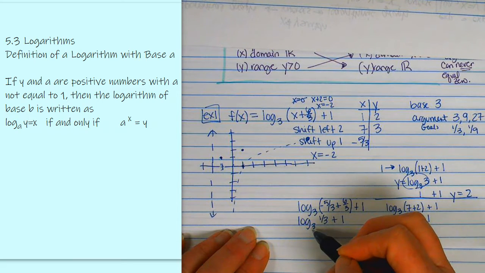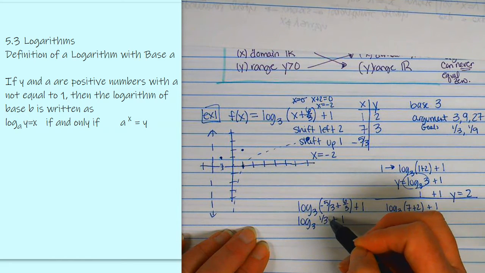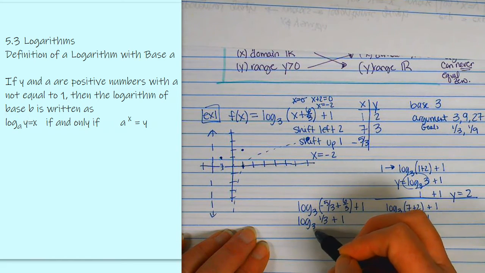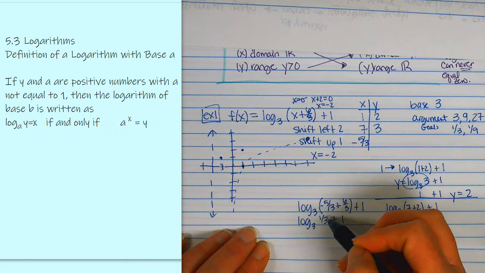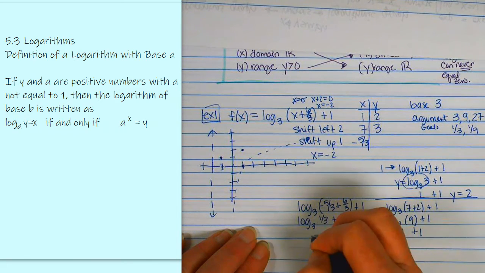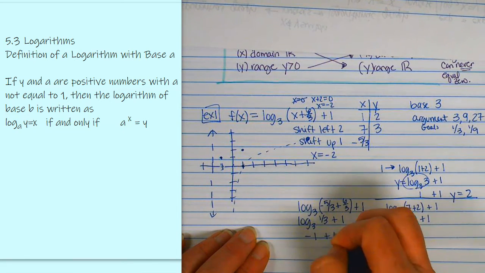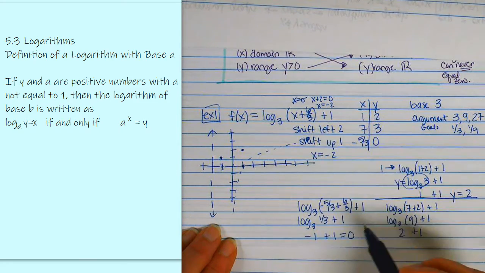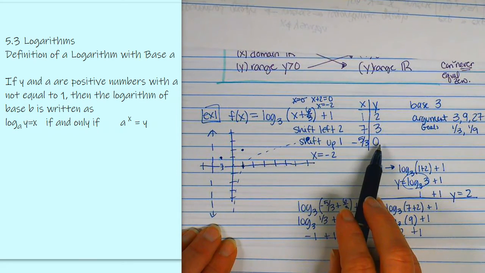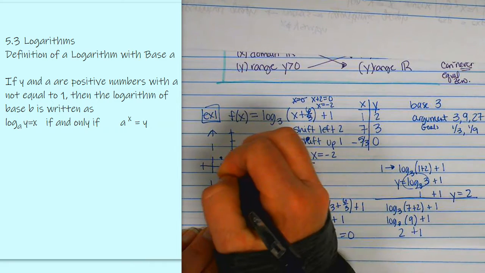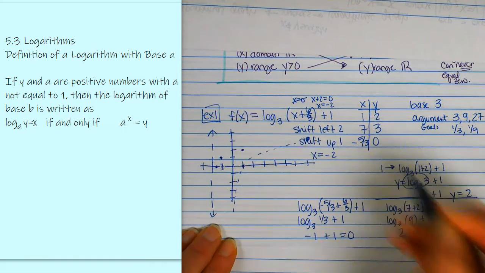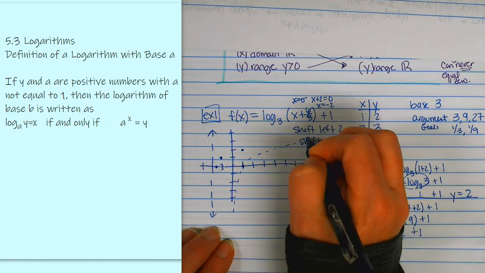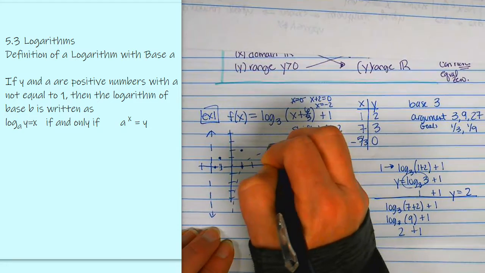What power do you raise 3 to make it into 1/3? 3 to the -1 power is 1/3. So I'm looking for the exponent. The exponent is -1 plus 1. That's 0. That goes here. So I'm going to plug in -5/3, 0. -1 and 2/3, 0. Now I have enough to sketch my graph. It's going to go like this.